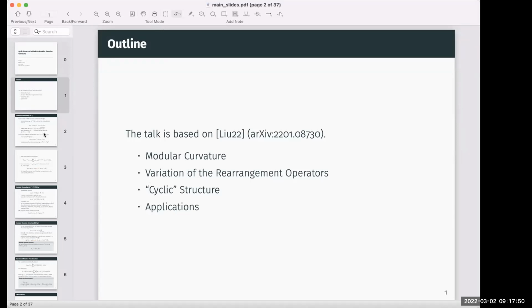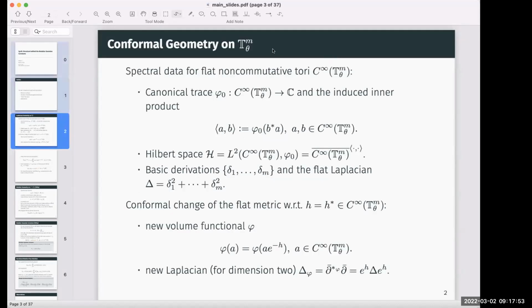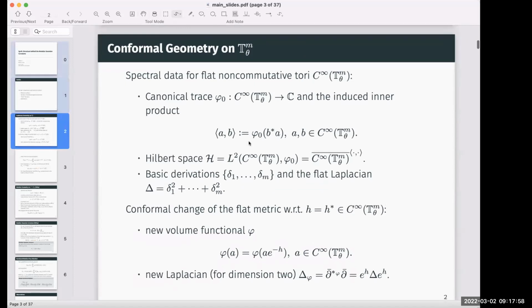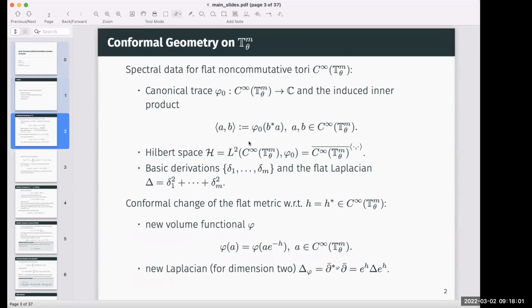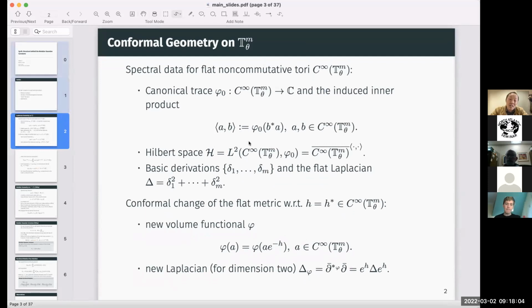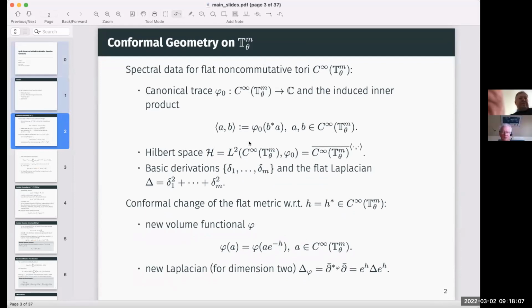Okay, so first of all, let's go to our favorite example in non-commutative geometry, which is just the non-commutative tori. Here I made a list of some basic notations of differential calculus on the smooth non-commutative tori. For integration, we have a canonical trace, which is a tracial functional on this algebra of smooth coordinate functions.